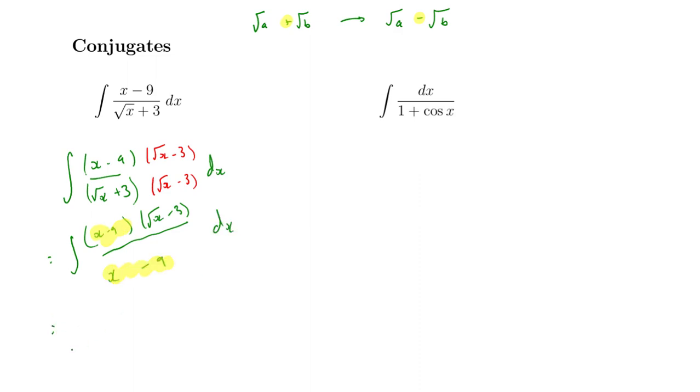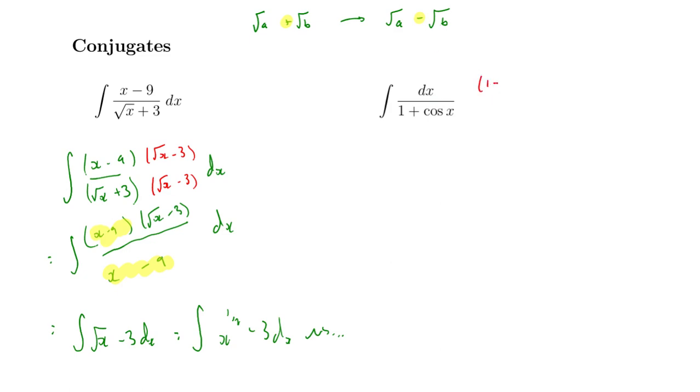And so this simplifies down to the square root of x minus 3 dx. I'm going to write that as x to the half minus 3 dx, and I'll let you finish that one out, because now suddenly this becomes pretty easy to anti-differentiate. We can do the same thing here.